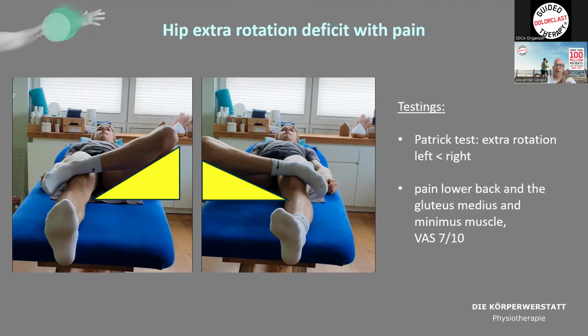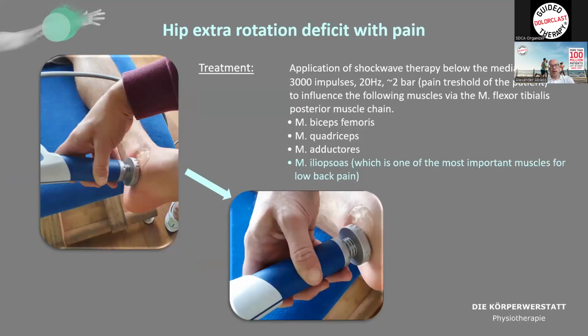But if you have low back pain patients, we expect the worst external rotation on the side where the pain is the worst. So what we do is influence the flexor tibialis posterior muscle chain, kinetic chain, via different kinds of muscles. It's also going up, but just to reach the iliopsoas muscle again, which is one of the most important muscles for all low back pain things. We're just treating underneath the malleolus medialis. Just 3,000 impulses, 20 hertz frequency, pain threshold of the patient.